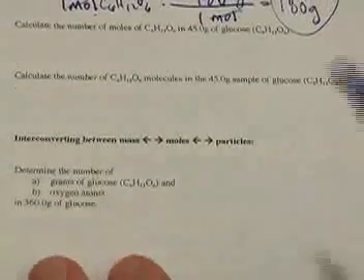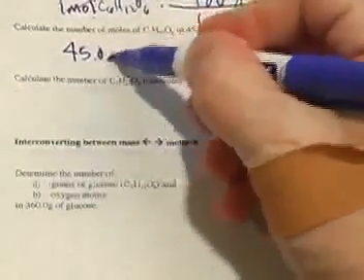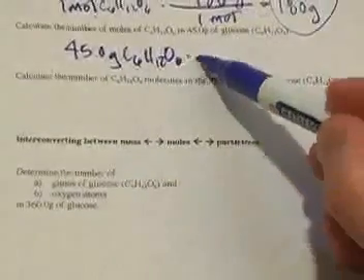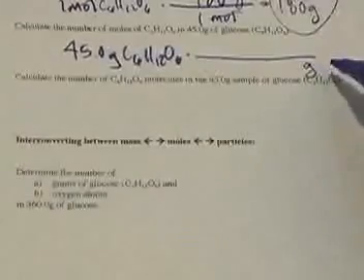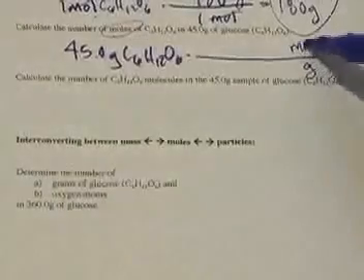Second question. It says calculate the number of moles of C6H12O6 in 45 grams of glucose. So now I start with 45 grams of C6H12O6. Notice how I showed my work. I put my grams of the substance I had, put a multiply sign, put a line, put the units that I have in a position where it's going to cancel, and the thing that it's asking for is the number of moles. So I'll put moles as my new set of units.